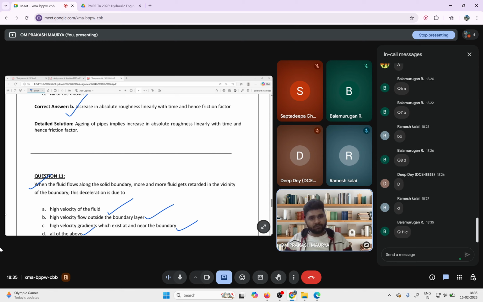Okay, you are telling C option. Bala is telling C, high velocity gradient which exists at and near the boundary. Okay, fine. This option C is indicating the no slip condition also. Other students, please also try to think on that and then write. Not a calculation here. Ramesh is telling C option. Okay. Other students please also.